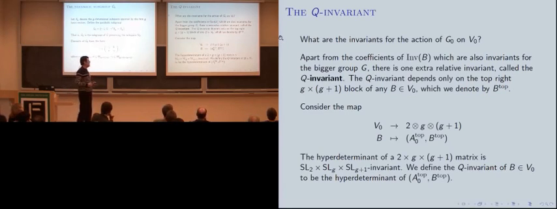So what's the Q-invariant? Well, we take the hyperdeterminant of this 2 by g by g+1 tensor. That's an SO2 by SOg by SOg+1 invariant. We take its hyperdeterminant and pull it back via this map. That's the Q-invariant of a matrix in V0. That probably doesn't mean anything to you. We're too modern to remember what the hyperdeterminant is.